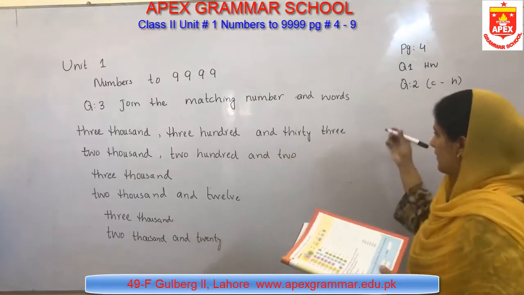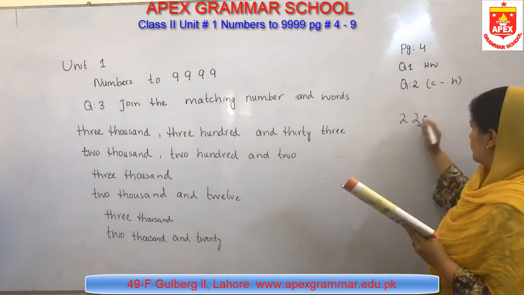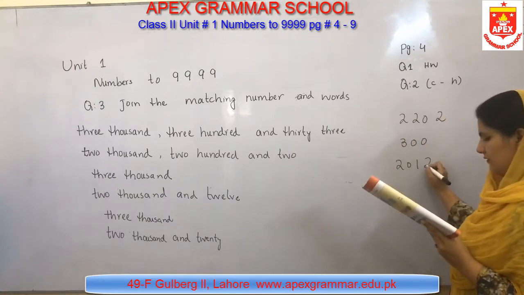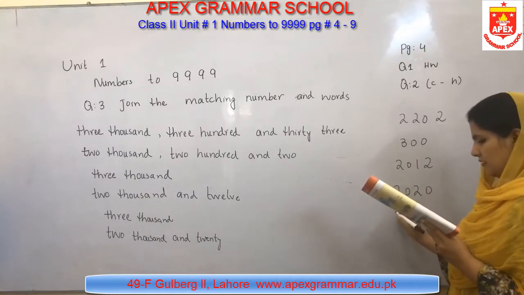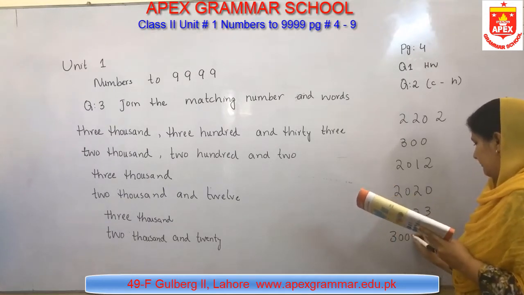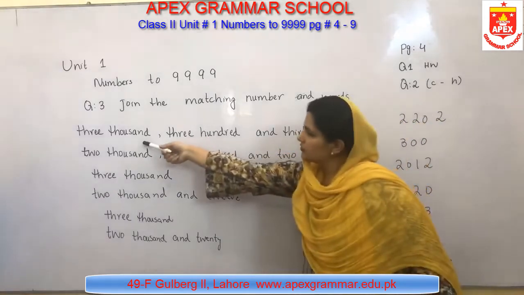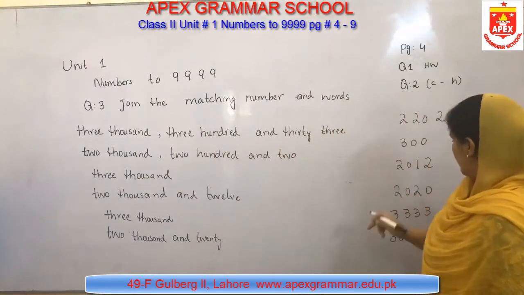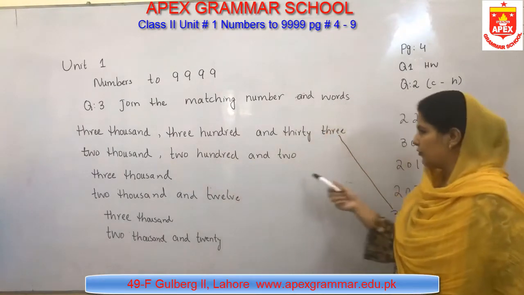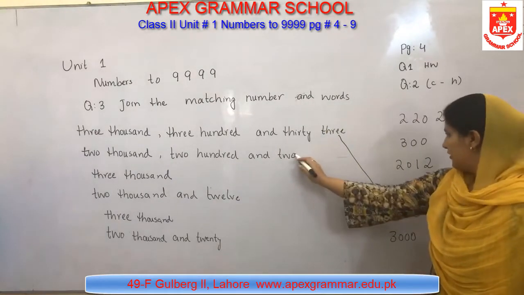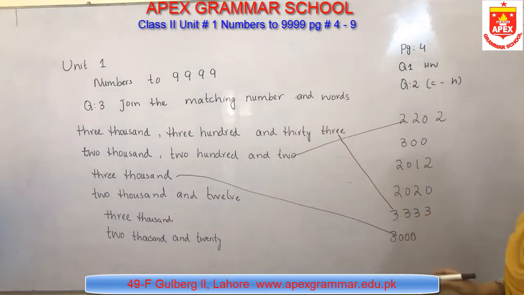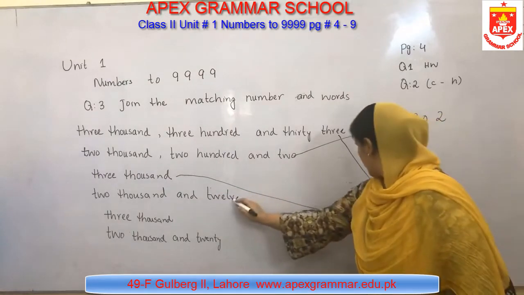These words also write the 2,202, 300, 2012, 2020, 3,000 and 3,000. First question is 3,333. Next question is 2,202. Next number is 3,000. This is very simple. Next is 2,012.